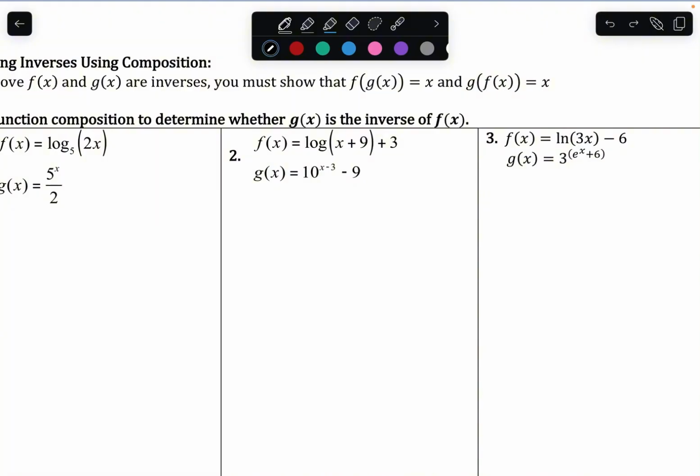Okay, so I'm going to start with number 2. Okay, and so I'm going to start with f being the outside function. And so if f is the outside function, I'm going to put g inside.